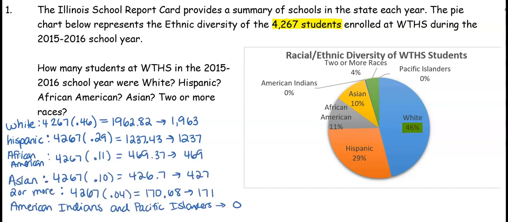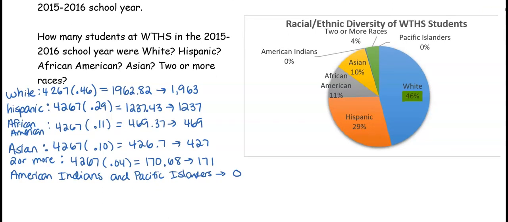All right, let's see how you did with your calculations here. So we multiplied by 11%. We rounded down because of the 0.3 for 469. The Asian population, we get 426.7. We round that up because of the 0.7. Now, sometimes we make a little mistake with this 4%. For some reason, we like to make 4% 40%, so that should be 0.04, not 0.4.